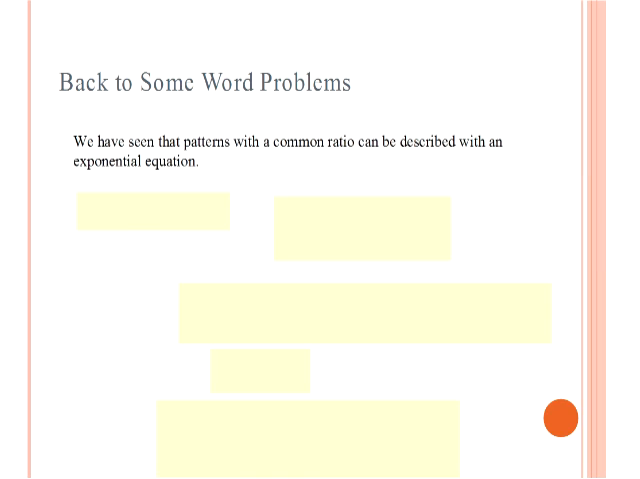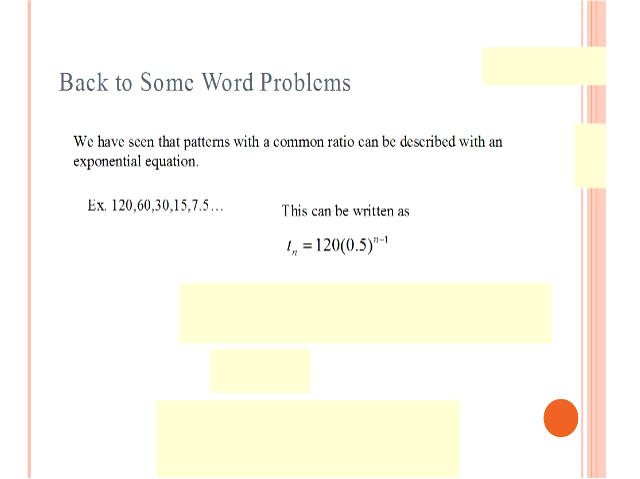So now we'll look at some patterns, and from those we'll go into the word problems again. So we saw that we have a pattern like this. There's no common difference, but because there's a common ratio, we can write it in terms of the first term and the common ratio. And so we would have 120 times 0.5 to the n minus 1.